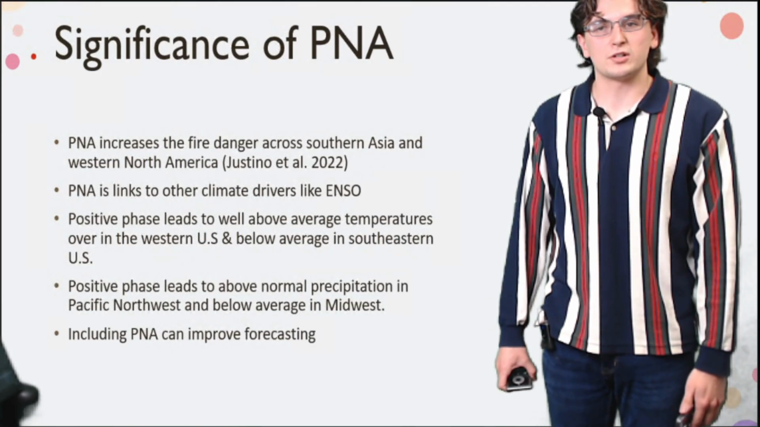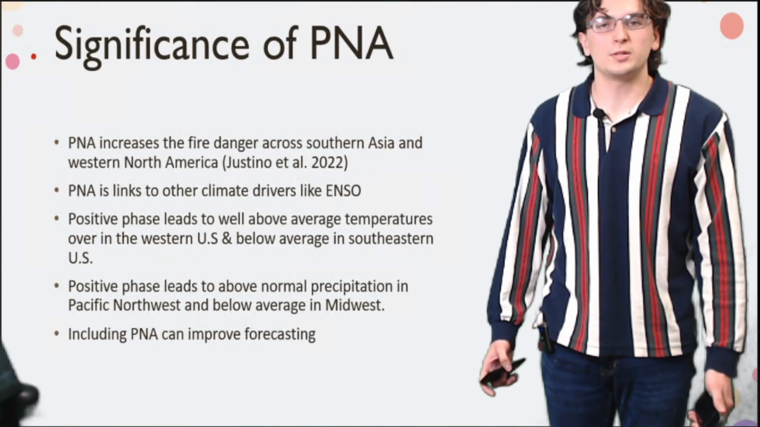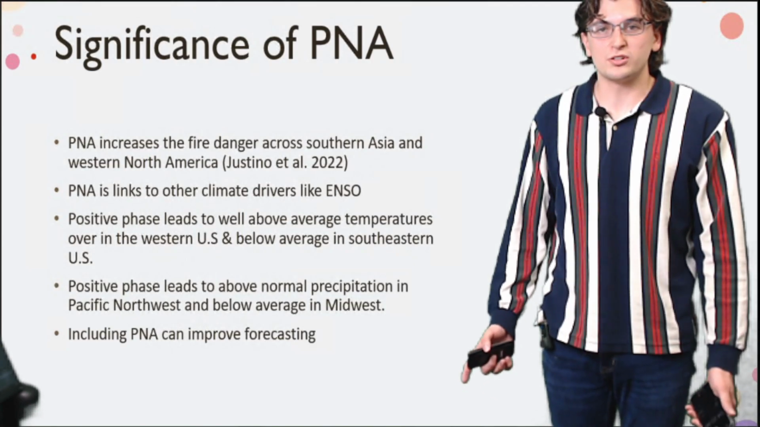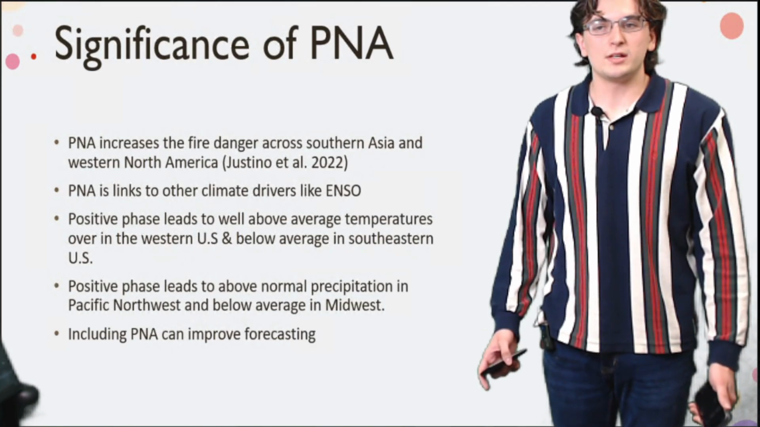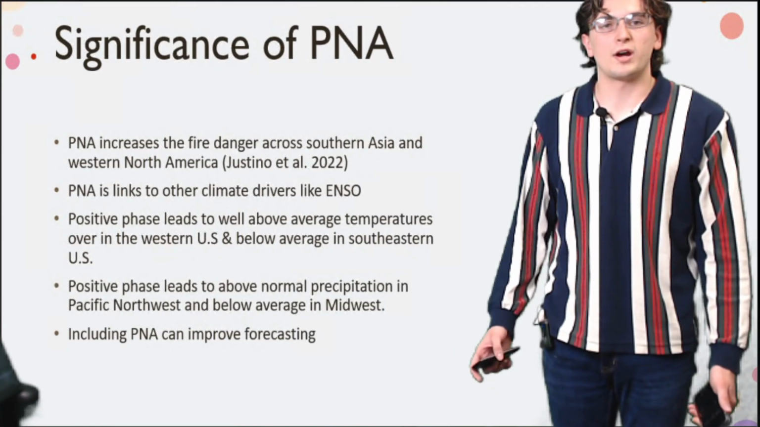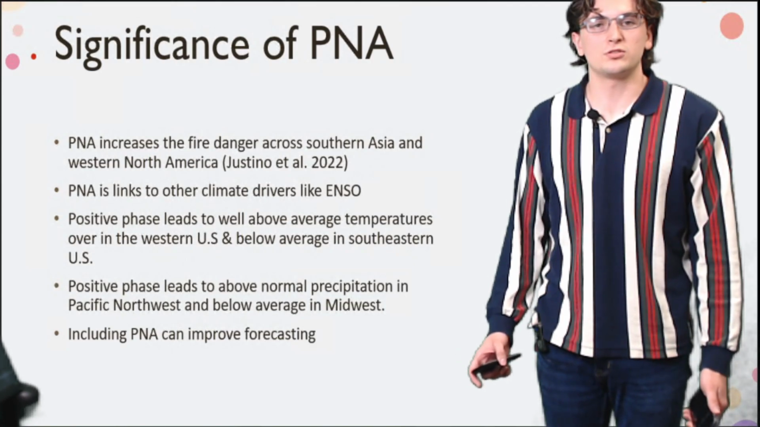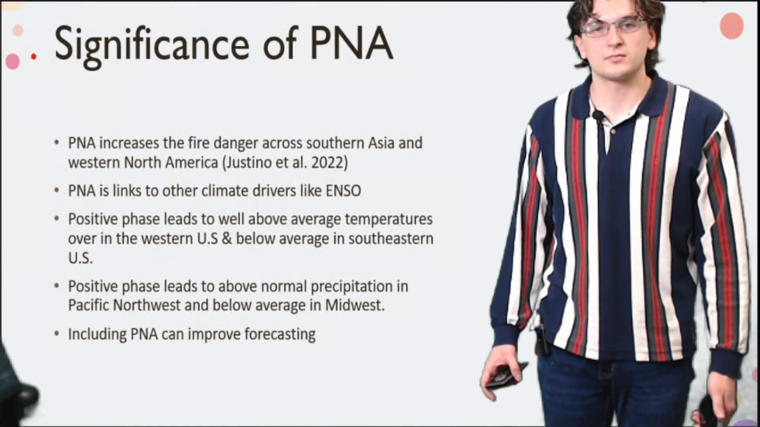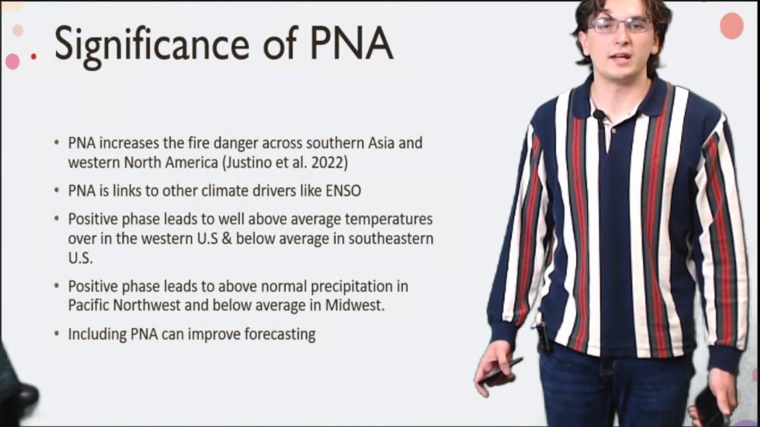When they were conducting the study, the two things they were looking at were fire weather conditions, namely precipitation and temperature. As figure 1 showed, in the western United States, in the positive phase of the PNA pattern, there can be quite a big ridge, and with that ridge often comes higher temperatures and drier conditions. Thus, they concluded the increase in fire danger across western North America, and a similar story can be said also in southern Asia.